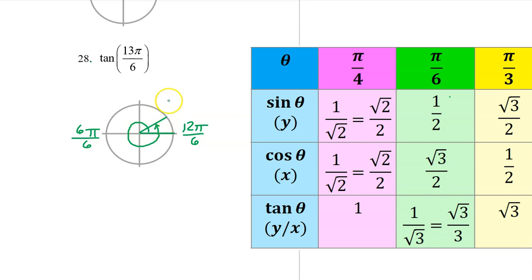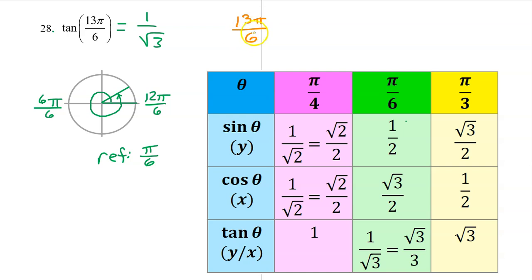In the first quadrant, the tangent is positive. The slope is positive. So we know that it will be positive something. And the reference angle is pi over 6 because we are pi over 6 past 12 pi over 6. And the tangent of pi over 6 is 1 over radical 3. So the answer will be positive 1 over radical 3. Or you could put radical 3 over 3.